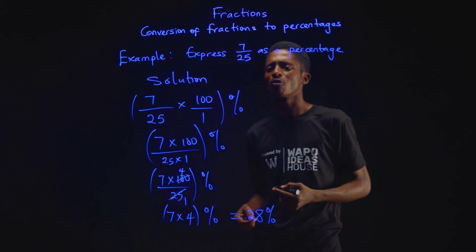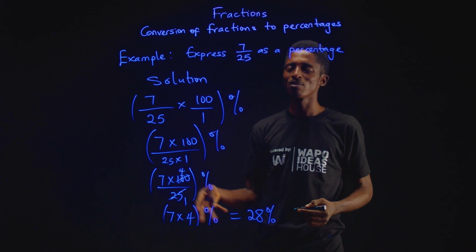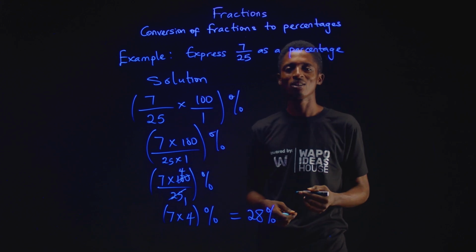28%. Write down a fraction and then apply this method to convert that fraction into a decimal.